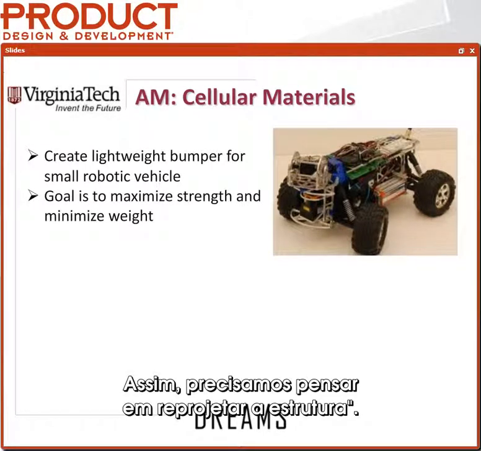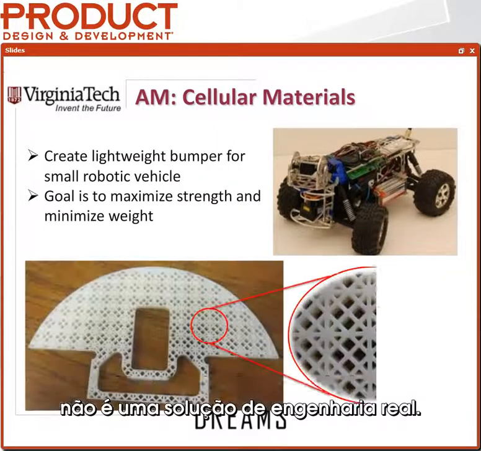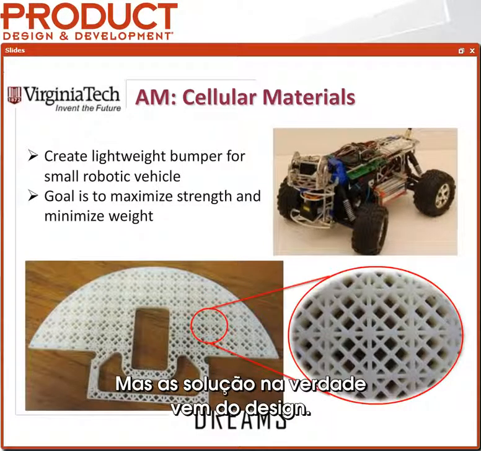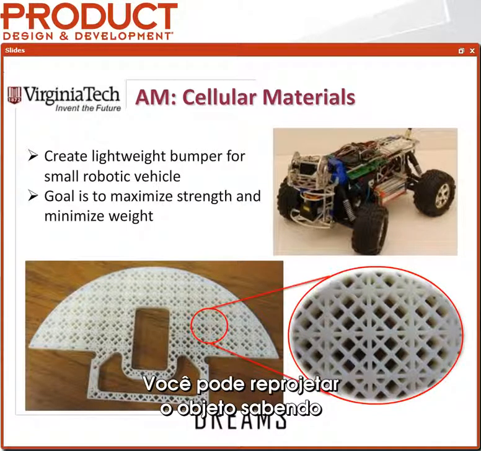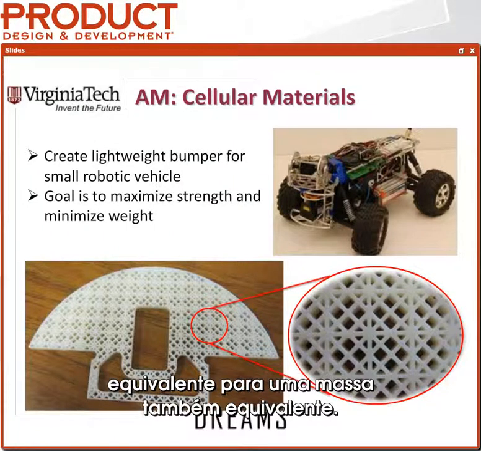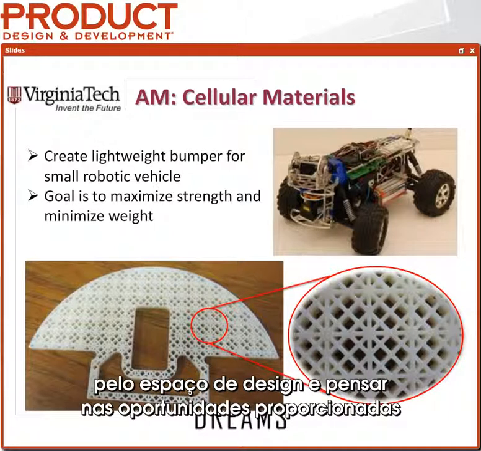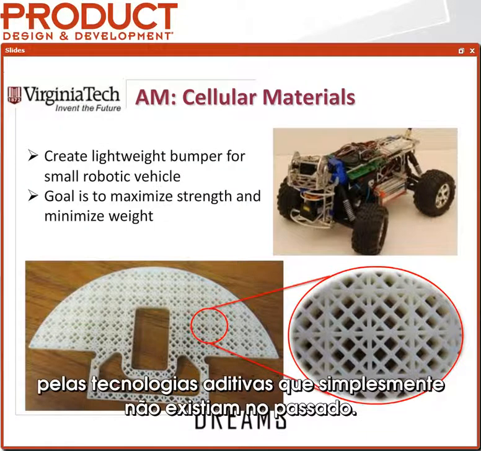the structure. So polymer, sometimes people get afraid of and say, well, that's not a real engineering solution. But actually, the solution comes through the design. You can redesign the object knowing that you can place material anywhere you want to get equivalent performance for also equivalent mass. And again, it all comes down to being able to navigate both the design space and thinking about the opportunities that exist with additive that just haven't existed in the past.